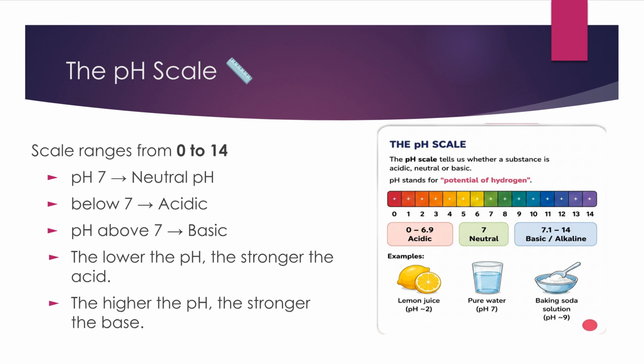The pH scale ranges from 0 to 14. A pH of 7 is neutral, below 7 is acidic, and above 7 is basic. The lower the pH, the stronger the acid. The higher the pH, the stronger the base.